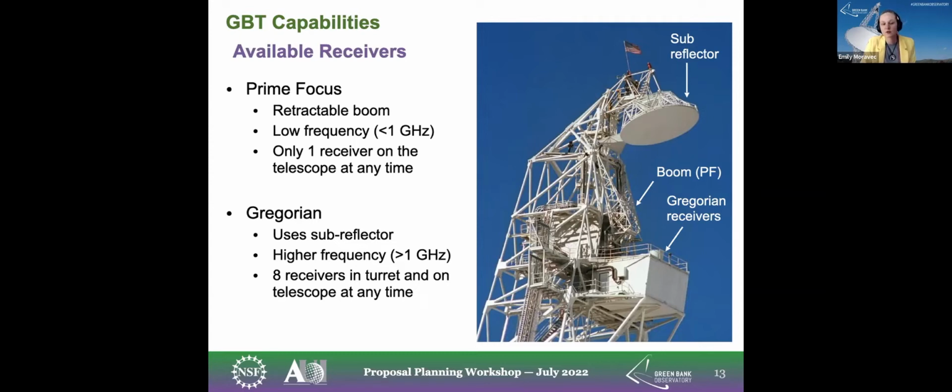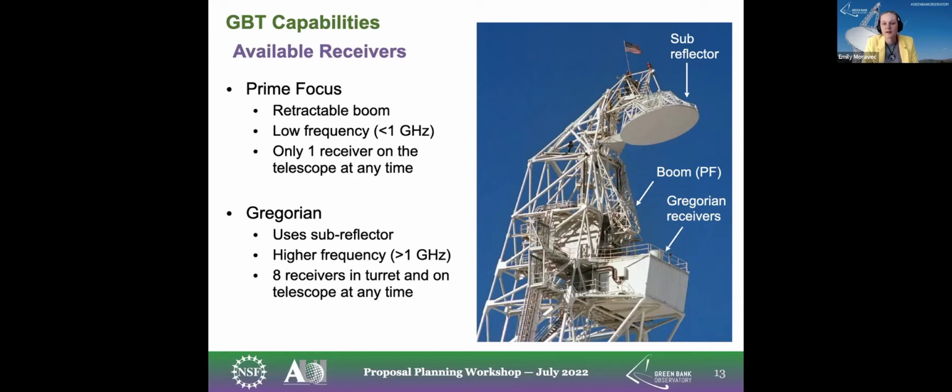And then there are the Gregorian receivers, which are held in the Gregorian receiver cabin, which is pointed to here in this image. The light from the main dish bounces off the subreflector and down into the Gregorian receivers, and the turret rotates to put different receivers in focus. These are typically higher frequency instruments, and you can have 8 receivers in a turret on the telescope at any time.